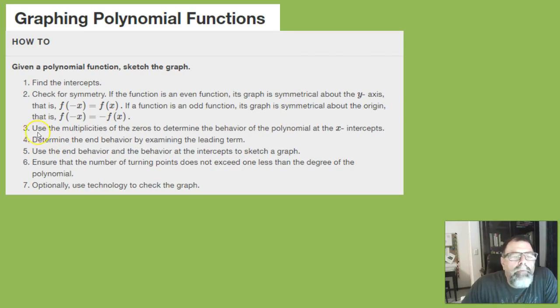Okay, step 3, use the multiplicity of zeros to determine the behavior of the polynomial at the x-intercepts. Determine the end behavior by examining the leading term. Use the end behavior and the behavior of the x-intercepts to sketch the graph. Ensure the number of turning points does not exceed 1 less than the degree of the polynomial. And then optionally, use technology to check the graph.